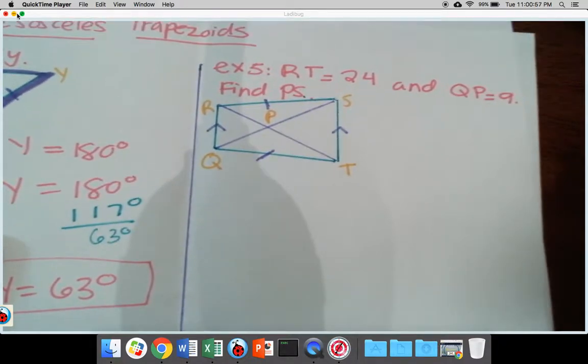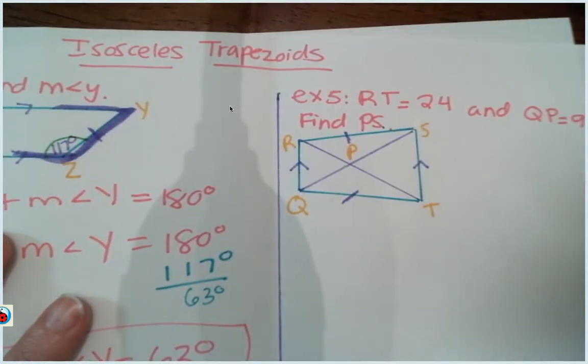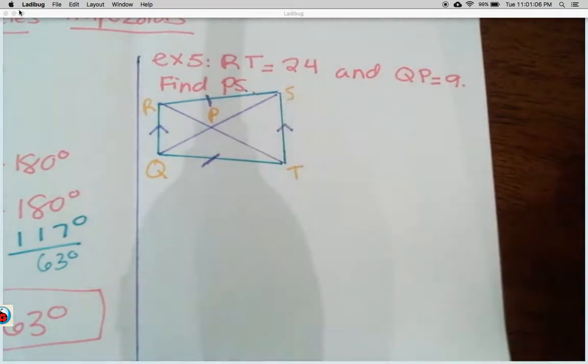Guys, we're still on our isosceles trapezoid problems. Sorry, this looks really weird right now. Alright, but anyways, I'm going to pull up those properties to see if they'll help us with example 5.